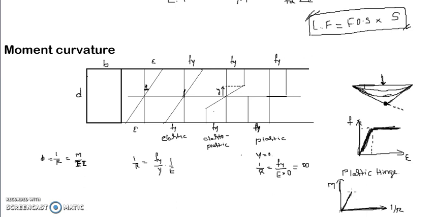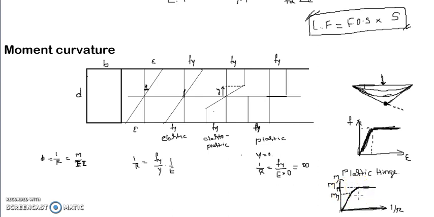Beyond the elastic limit, where some fibers will be in the plastic stage and some in the elastic stage, this is going to be somewhat curvy. When all the fibers have reached their yielding strain, this is the maximum capacity, MP. Up to this is My, the yielding moment or elastic moment, and this is MP.